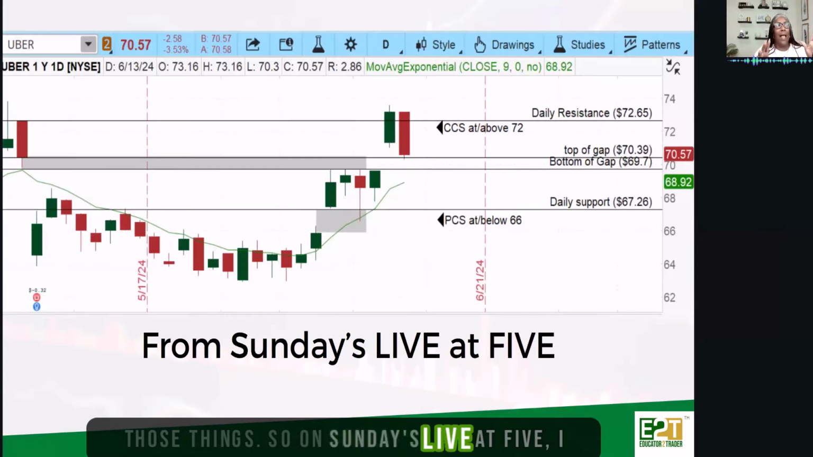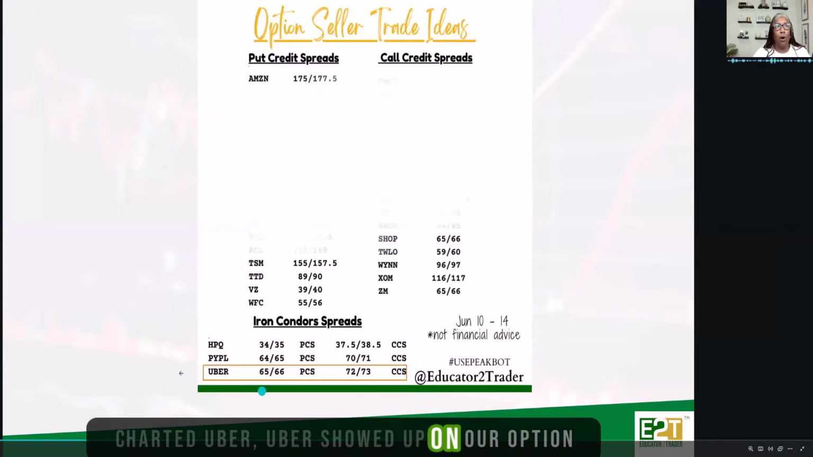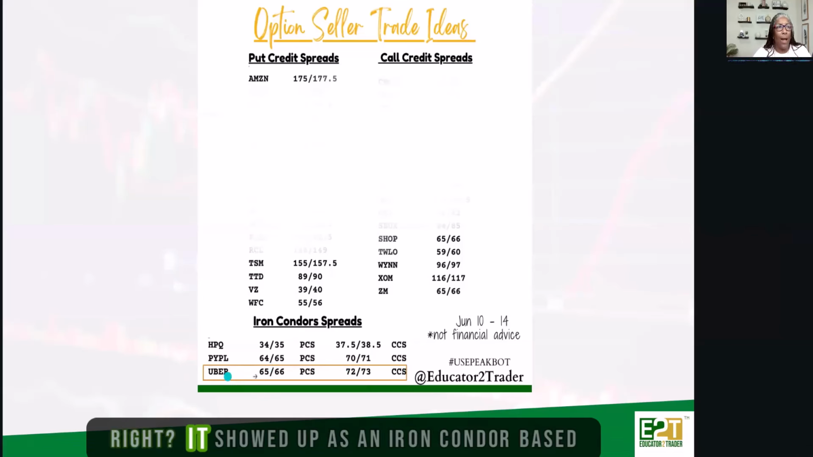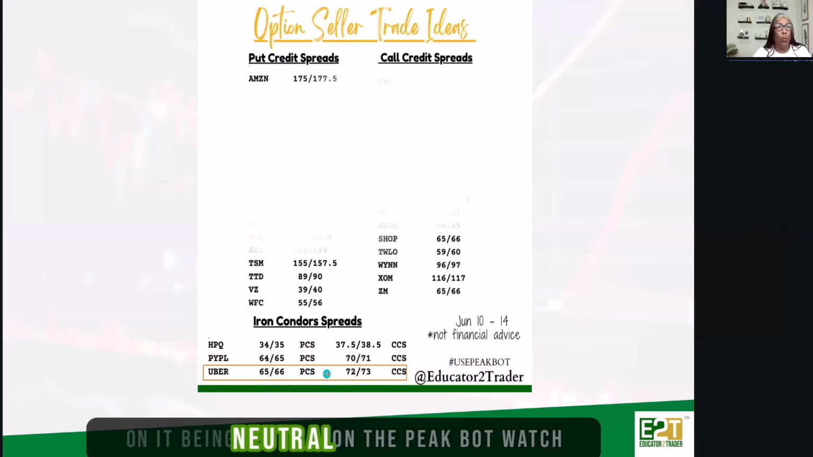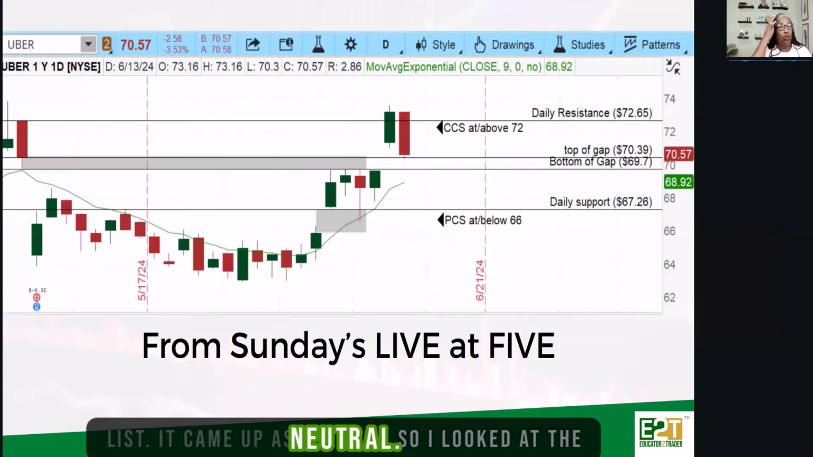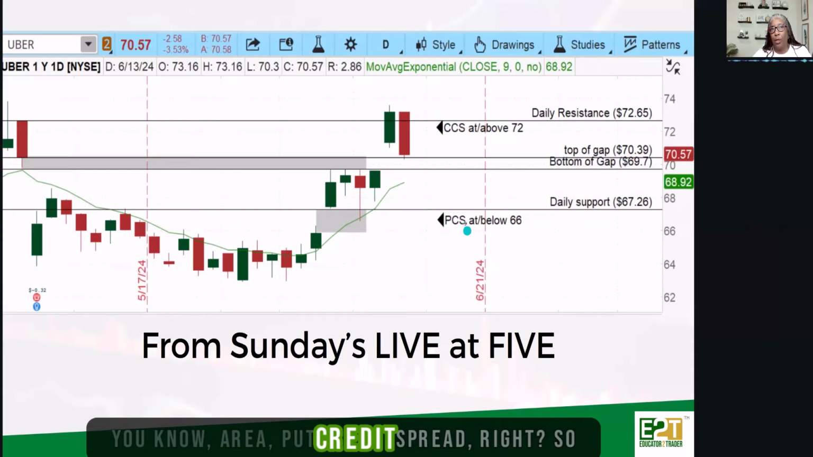So on Sunday's live at 5, I charted Uber. Uber showed up on our option seller trade list. It showed up as an iron condor, based on it being neutral on the Peakbot watch list. It came up as neutral. So I looked at the chart to see what was called credit spreads, area put credit spread, right?